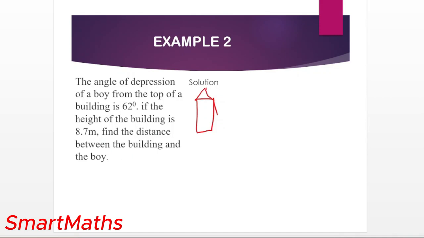So from the top of the building, someone is looking at the buoy. The buoy is here. This is the buoy. From the top of the building, when you are looking straight, the angle of depression of the buoy is 62 degrees. The height of the building is 8.7 meters. We are looking for the distance between them, which is X.